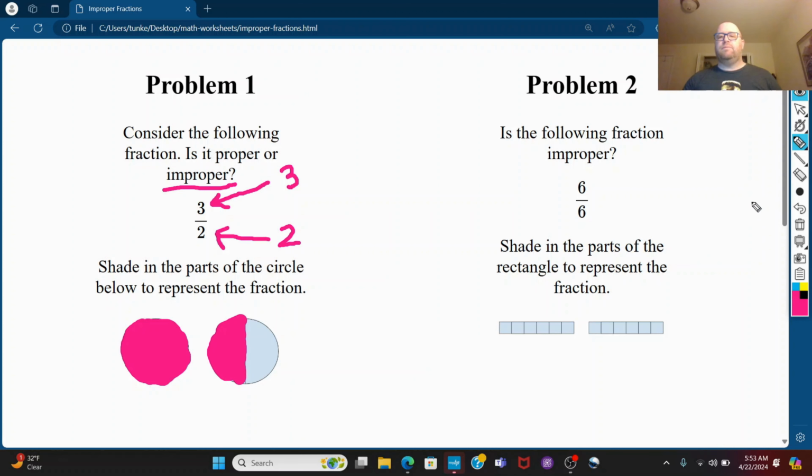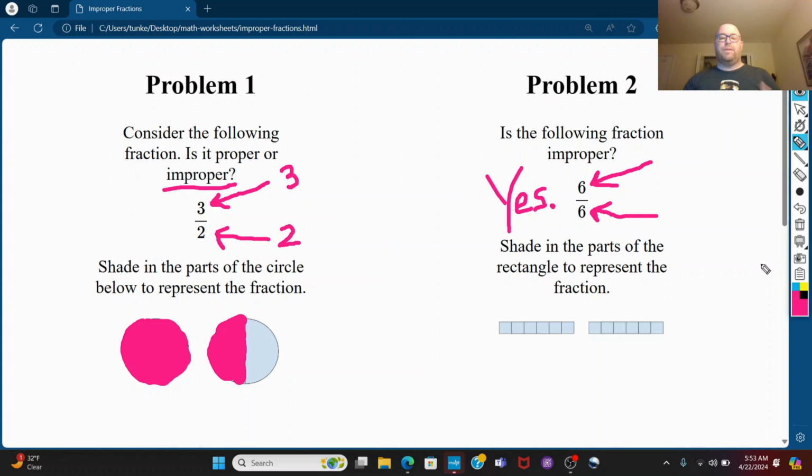Okay, let's keep going and look at some of these other problems. So in problem 2, is this fraction improper? So the numerator here is 6. The top part of the fraction is 6. The bottom part of the fraction is also 6, the denominator. So if the numerator is greater than, or in this case, equal to the denominator, we do have an improper fraction. So I'm going to say yes, it's improper.